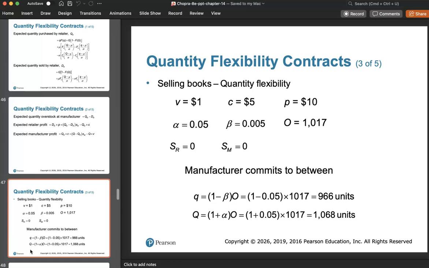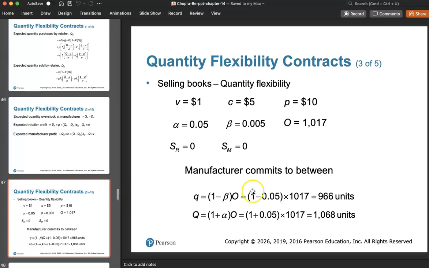So we are assuming here that the optimal order quantity is 1017. That is given to us. If the optimal order quantity 1017 was not given to us, what we would do is we'd calculate the optimal order quantity, which in this case, given that we'd have a 50% cycle service level, would be 1000. So assuming that it is 1000, then it'll be 5% more and 5% less than 1000.